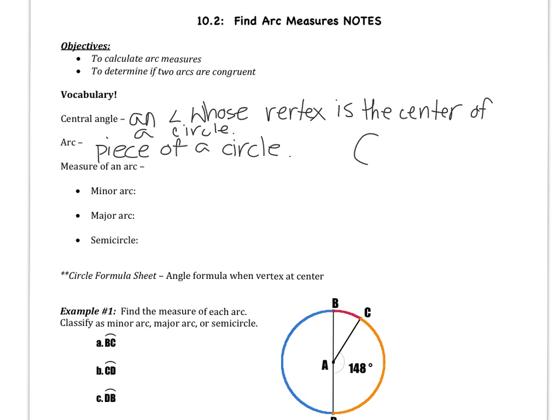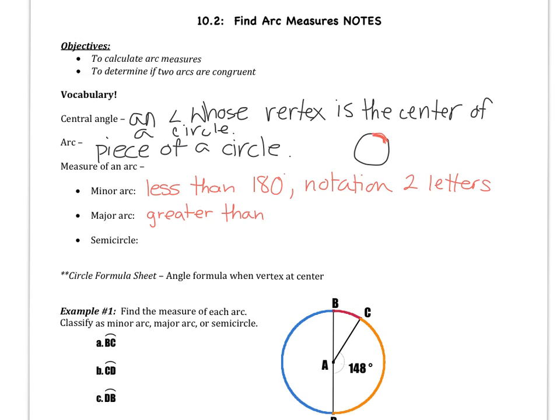So if you think of a circle as a pizza, let's say, for example, an arc would be a piece of the crust, and the measure of that arc is how big it is. All right, so a minor arc has a measure that's less than 180 degrees, and its notation is 2 letters. A major arc has a measure that's greater than 180 degrees, and the notation for a major arc is going to contain 3 letters.